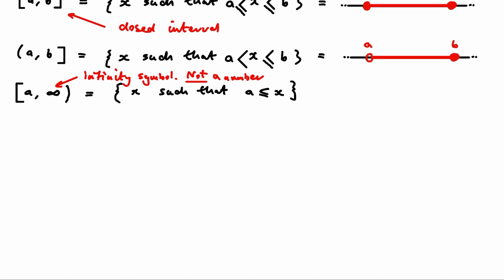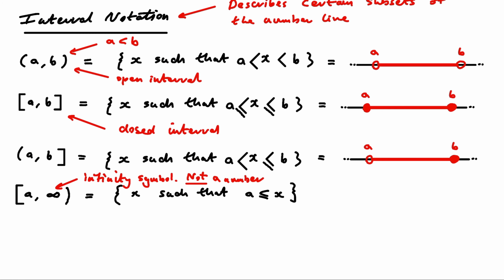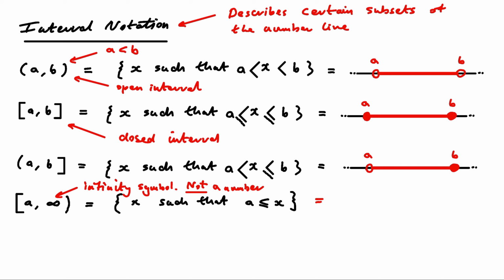So what does this mean? How would I represent this on the number line? Well, it's quite simple. Same basic story as above, dot, dot, dot, dot, dot, dot. And I would have a red line now like this, but it would go on forever in the positive direction. And I've decided it's going to be a solid dot here because I chose a square bracket. So this is your A over here.